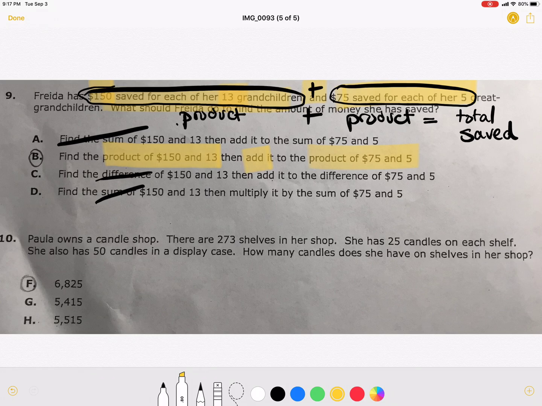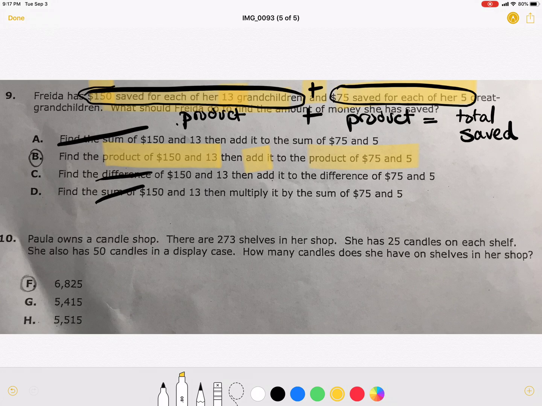Here is our final answer. Well, final question. Paula owns a candle shop. There are 273 shelves in her shop. She has 25 candles on each shelf. She also has 50 candles in a display case. How many candles does she have on shelves in her shop?